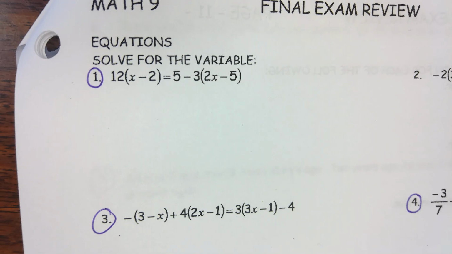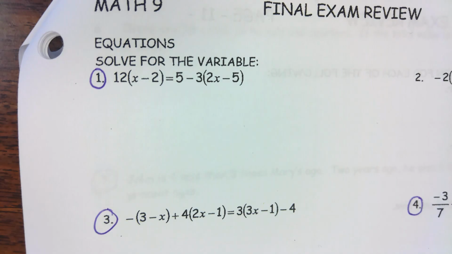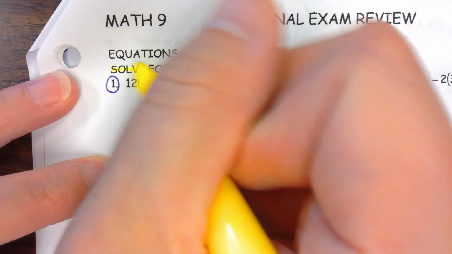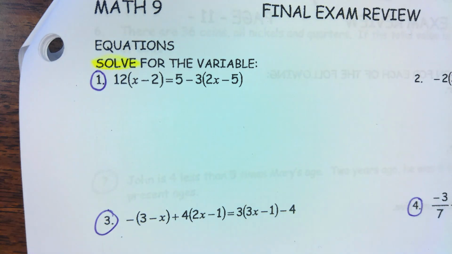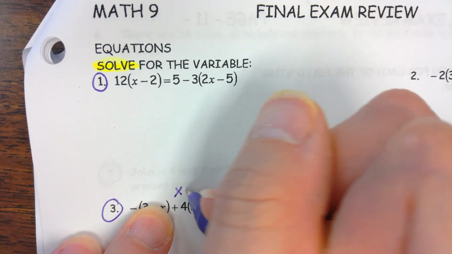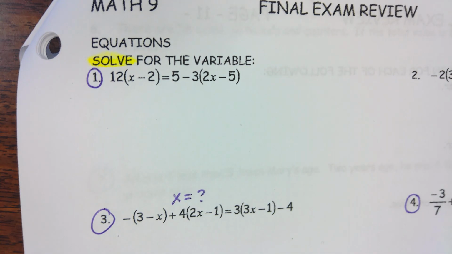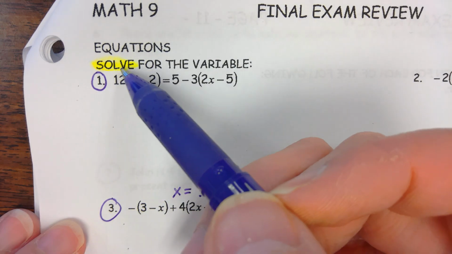So page 10, we're gonna solve for the variable. So when the question says solve, it means my final answer, my final line should be x equal something. That's what my final answer should be. That's what solve means.